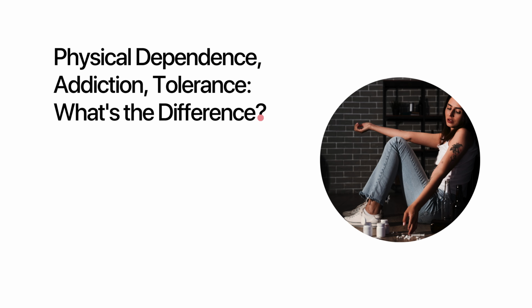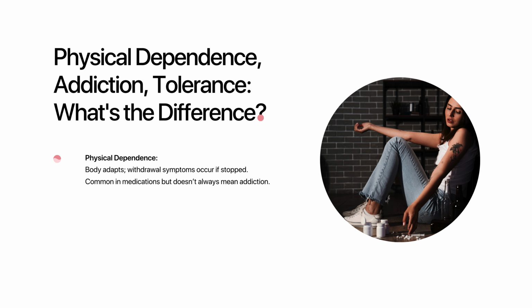While the terms physical dependence, addiction, and tolerance are often used interchangeably, they describe different aspects of substance use. Physical dependence. This occurs when your body adapts to a substance, causing withdrawal symptoms when you stop. Physical dependence doesn't always mean addiction. For example, many people who take prescription medications like painkillers develop a physical dependence but aren't necessarily addicted. Addiction. This is a broader term that includes both physical and psychological dependence. Addiction involves compulsive behavior where a person can't stop using the substance despite knowing the damage it causes.